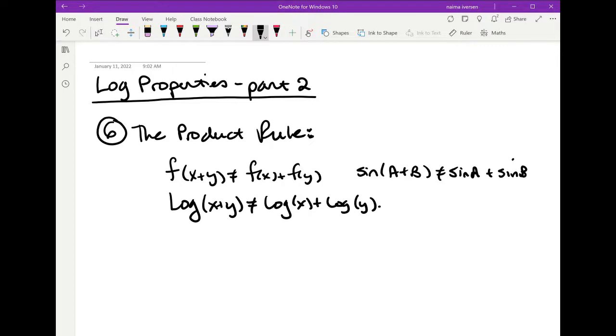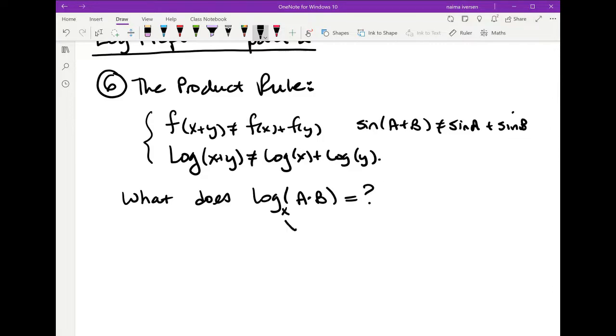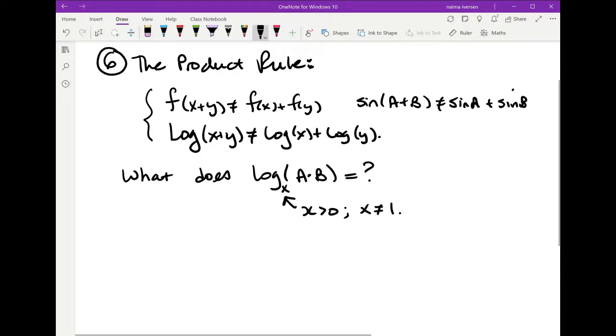All right, so we do want to figure out what a product rule looks like, and I just wanted to mention this little stuff right in here. So the product rule says this: what does log of a times b equal? And this could be any base. So remember that our base in here has to be greater than 0, and your base can't equal 1. So what happens when we are multiplying inside of a logarithm? We can't just write this out as log a times log b. That doesn't work either, unfortunately.